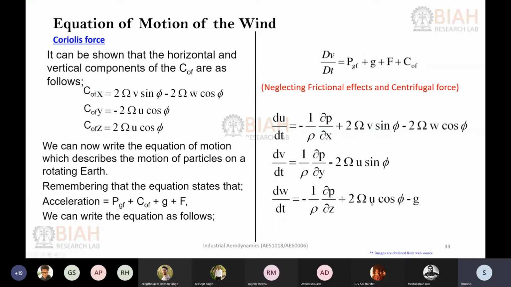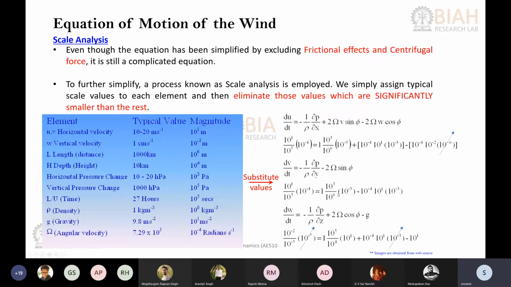So you can see that the term in the simplified form of the equation is like this. Okay. So this is easy to follow. Now, even if the equation we just saw is simplified, it is still having a few terms, and those we can neglect based on the order of magnitude analysis. Here we have simplified by neglecting the frictional effect and the centrifugal force, but further simplification is possible if you consider the order of magnitude analysis.